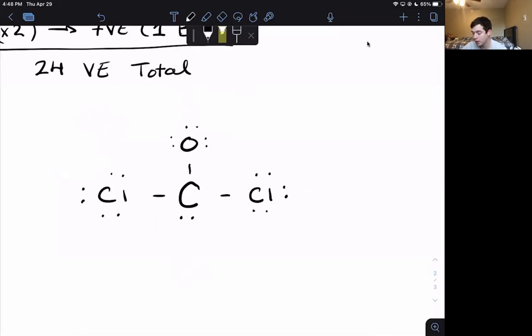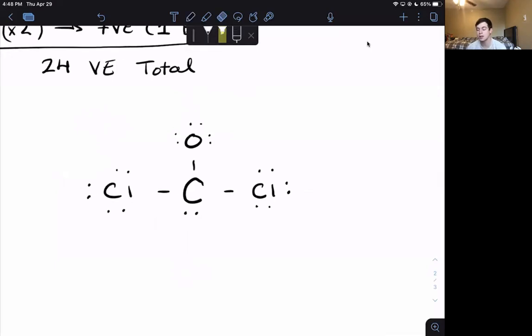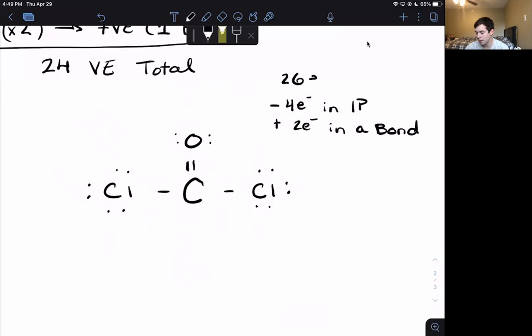So we know that chlorine can't bond more than once. So the chlorines are going to stay the same, but the carbon and the oxygen both have another bond to give. So we're going to erase a lone pair from each of those and connect in the middle. And now we took away 4 electrons in lone pairs, so minus 4 electrons in lone pairs, but then added 2 electrons in a bond. So we started, we had too many, we had 26 electrons, but now we've brought it down to 24, which is the number that we wanted.